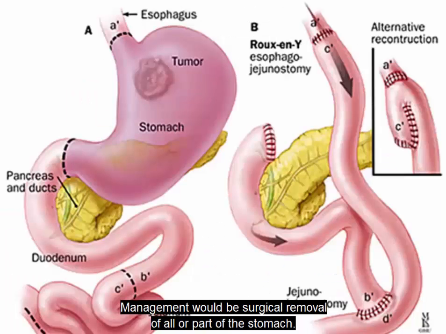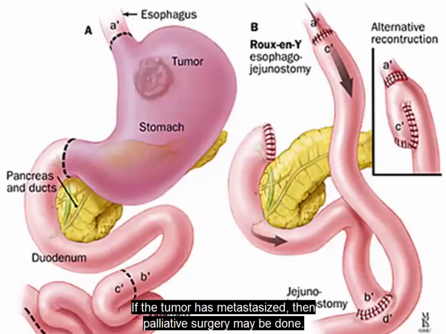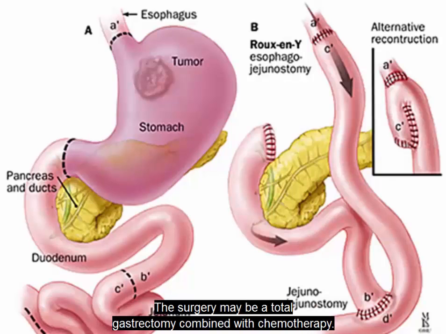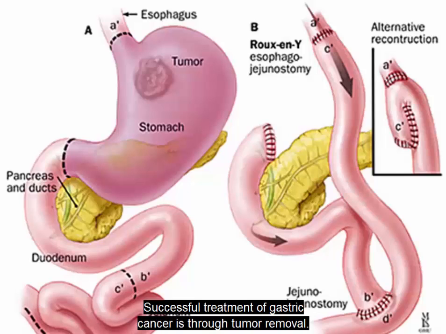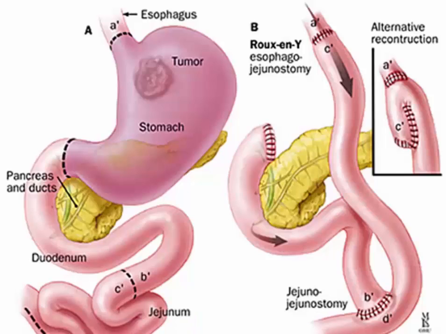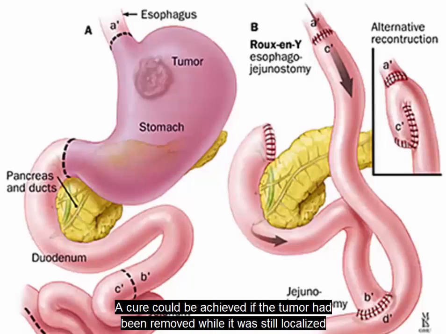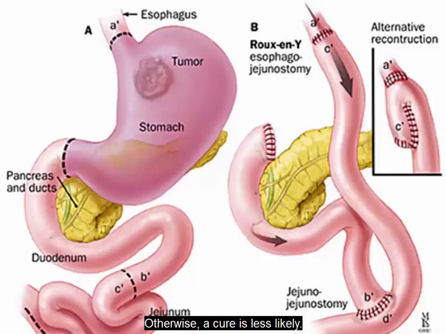Management would be surgical removal of all or part of the stomach. If the tumor has metastasized, then palliative surgery may be done. The surgery may be a total gastrectomy combined with chemotherapy. Successful treatment of gastric cancer is through tumor removal. A cure could be achieved if the tumor had been removed while it was still localized in the stomach. Otherwise, a cure is less likely.